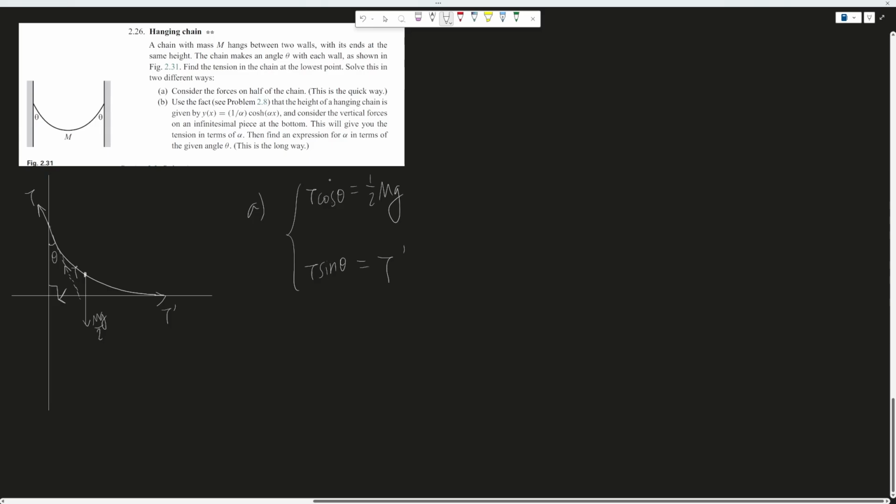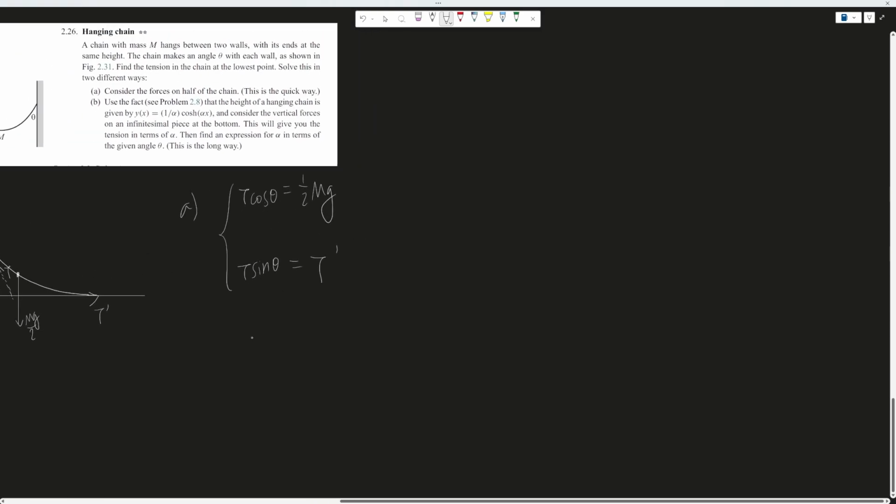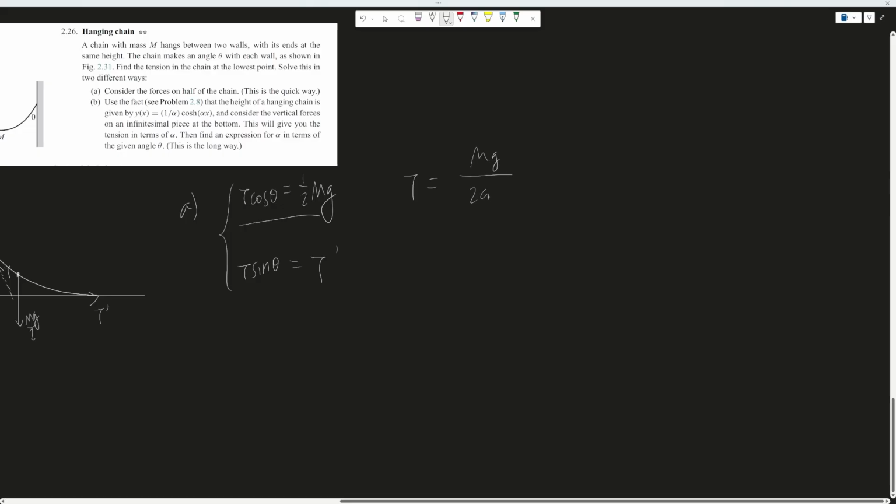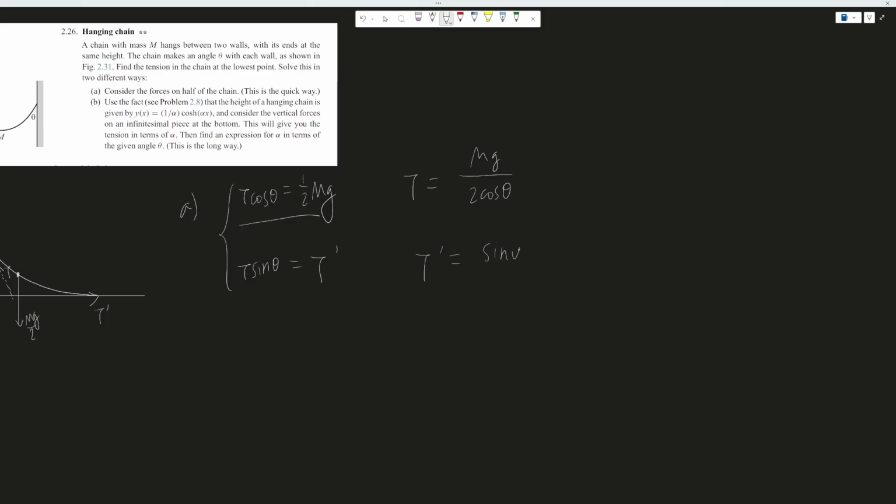And so now we can try to solve for T prime. From this equation, we know that T equals mg over 2 cosine theta. And so T prime is equal to sine theta times mg over 2 cosine theta, which is half mg tangent theta. Just remember that tangent theta is sine theta over cosine theta. And so that is basically part A.